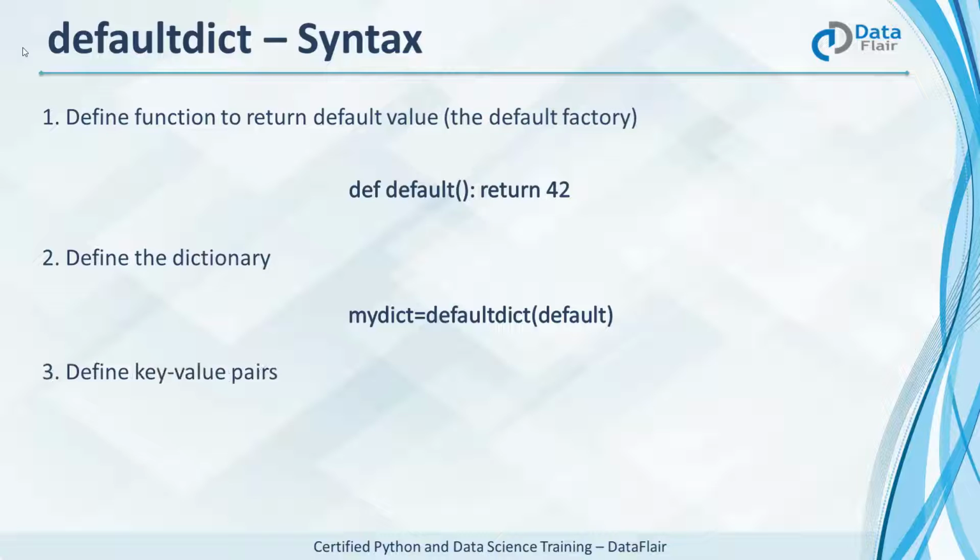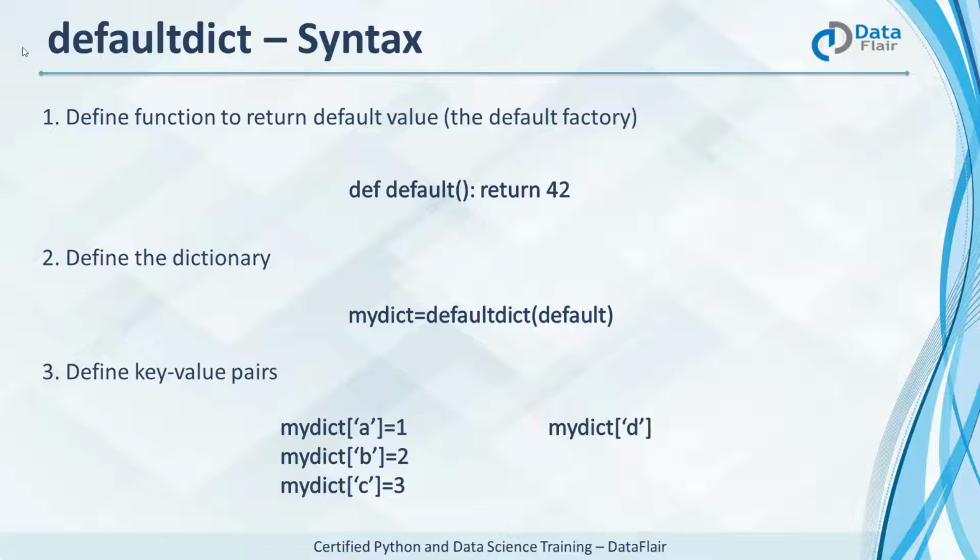Finally, define the key value pairs. For A, we have 1, for B, 2, and for C, 3. What's mydict of D? Since it isn't a key in this dictionary, it returns the default value, which is 42.